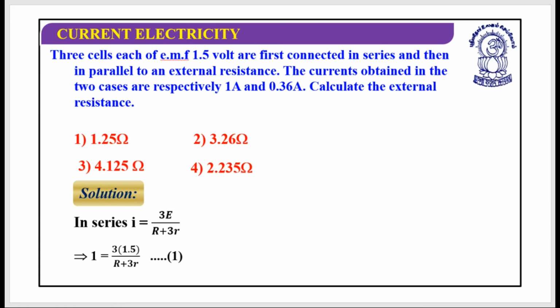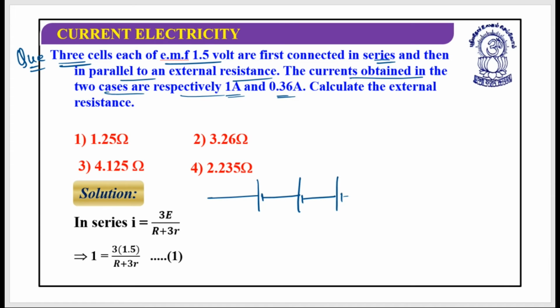Let's look at this question. It says that 3 cells of EMF 1.5 volt are first connected in series and then in parallel to an external resistance. The current obtained in the two cases are respectively 1 ampere and 0.36 ampere. Calculate the external resistance.